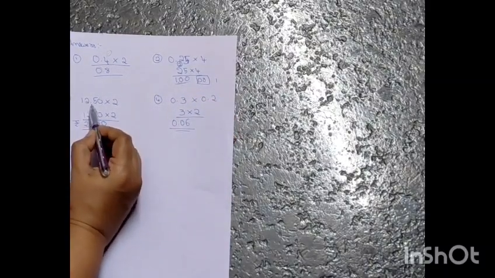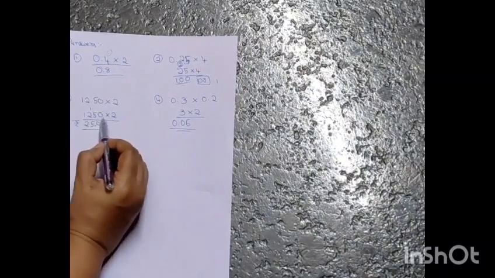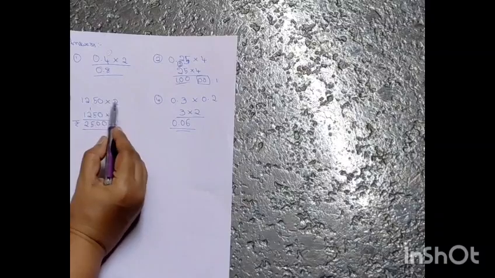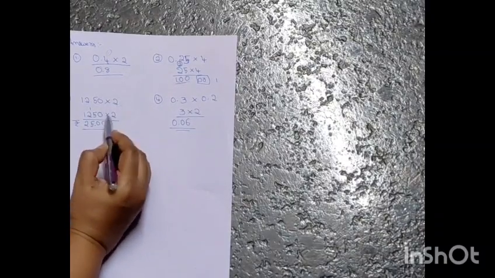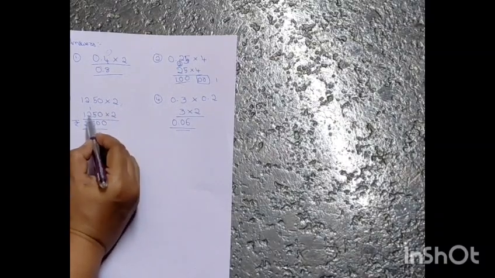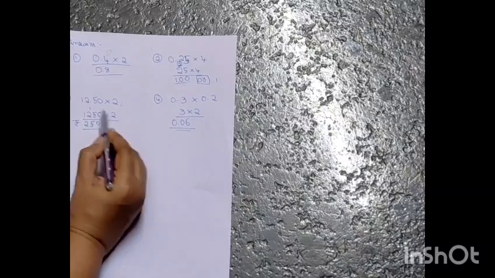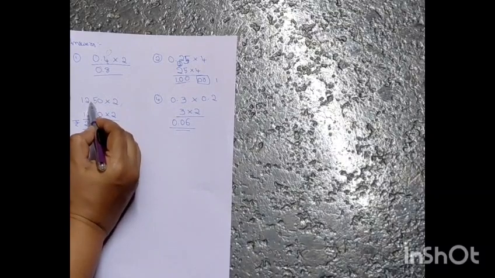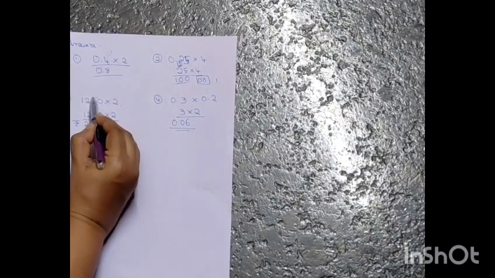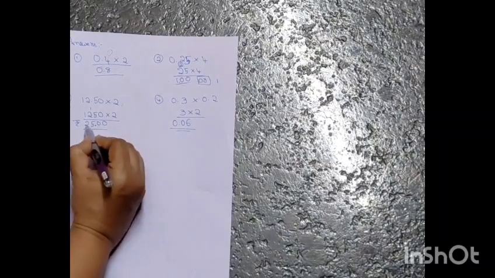Third one answer, 12.50 into 2. So just normal multiplication, 1250 into 2. This is also a whole number. There is no point here. So when you do normal multiplication, what will happen? 0 into 2, 0. 5 2s are 10, 1 carry. 2 twos are 4, 5. 2 ones are 2. But after the point, how many digits are there? 1 and 2. So after 2 digits, just put the decimal point. The answer will be 25.